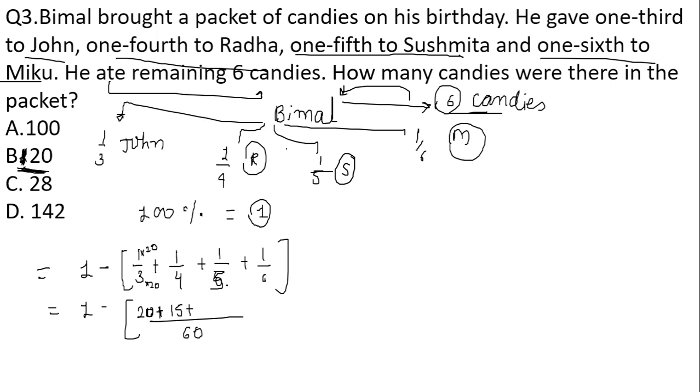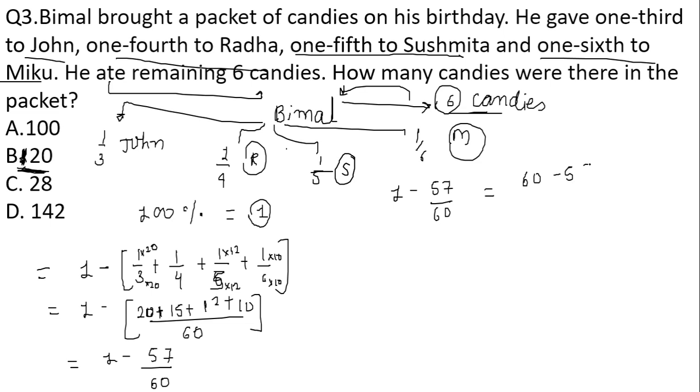Here I'm going to multiply by 12. 12 5s are 60. So in the numerator also I have to multiply by 12. In the denominator I am multiplying 6 into 10, so I have to multiply the numerator also by 10. So it will give me 10 as the amount. So here the calculation will be 20 plus 15, that is equals to 35. 35 plus 22, that is going to give me 57 upon 60. So 1 minus 57 upon 60 is equals to 60 minus 57 upon 60, yes.